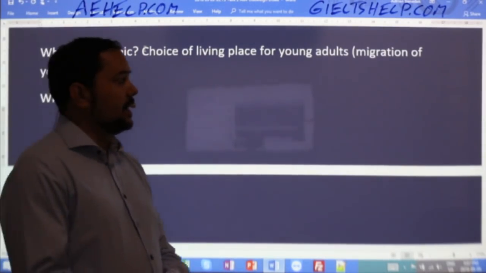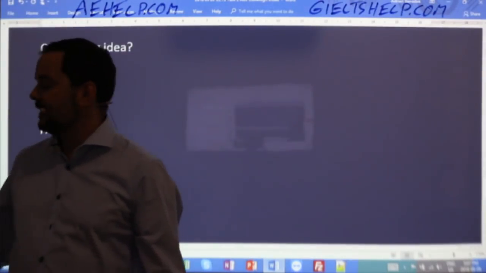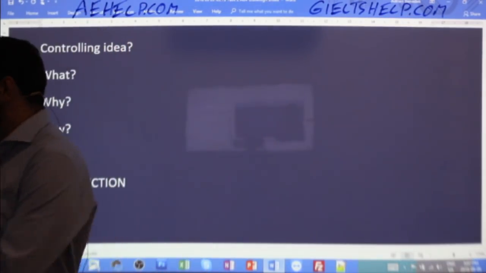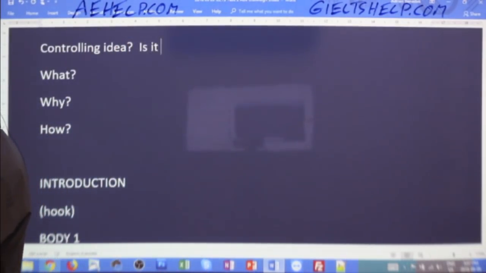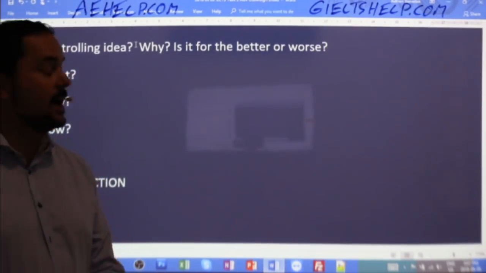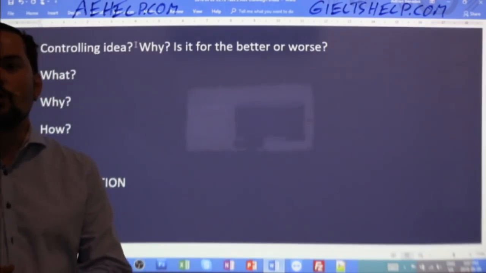Okay, and the controlling idea here is the second half of the sentence. So again, identifying the controlling idea. So we're talking about migration of young adults, but of course, in what context? So in what way are we talking about this? The controlling idea here is, is it for the better? So why? And is it for the better or worse? Okay, so that's the idea that controls this topic. So why are they doing it, and is it for the better or the worse?